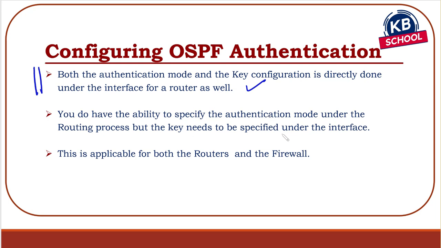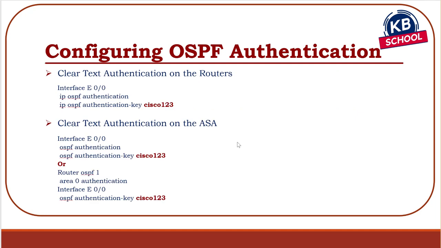You do have the ability to specify the authentication mode under the routing process, but the key needs to be specified under the interface. Again, applicable to both the router and the firewall. No different. Let me give you some examples of that so you guys have that. Two different ways of doing it. I could either go under the interface and specify my authentication mechanism. For clear text, ip ospf authentication turns on clear text authentication.